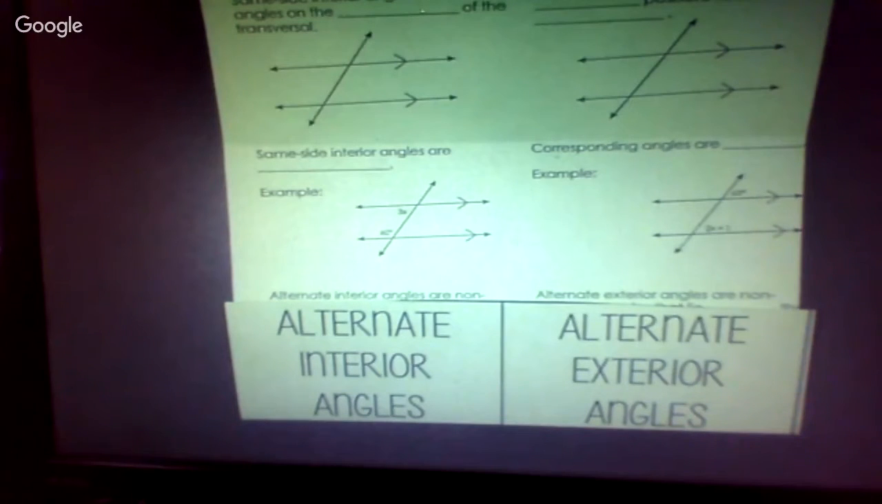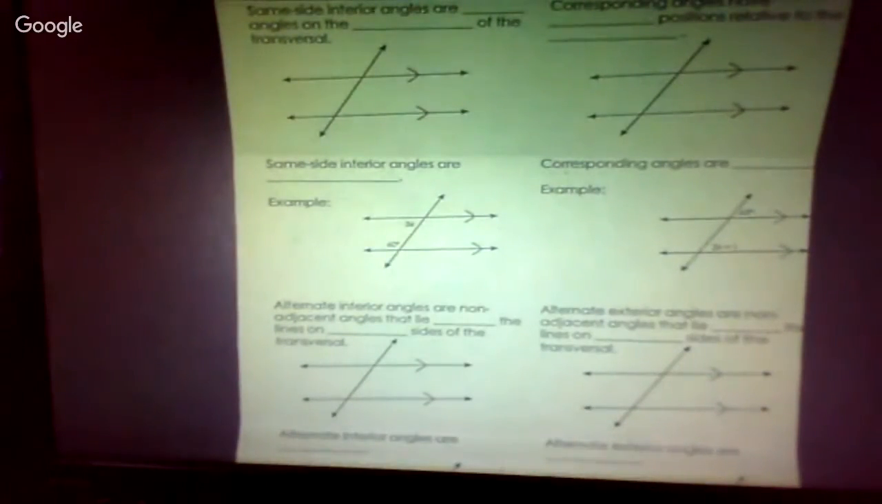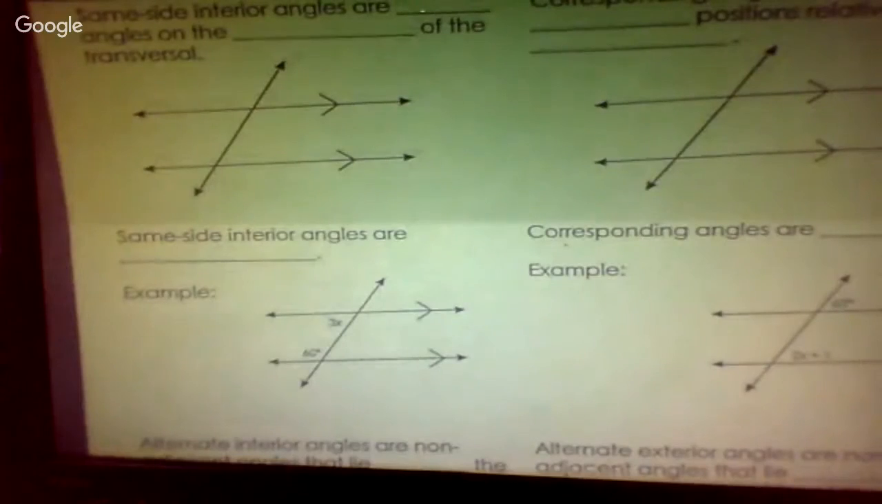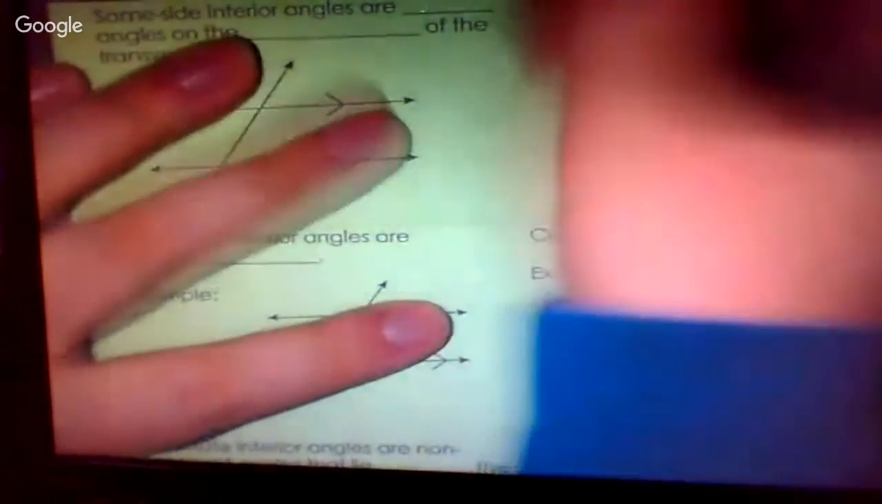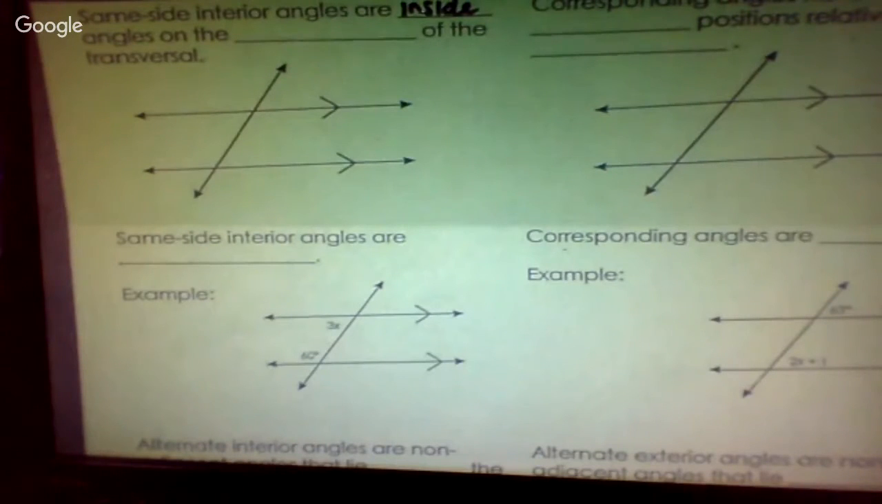Okay, let's take a look at these. Top left, same side interior angles. Okay, so same side interior angles are inside angles. You don't have to cut it. You can cut the flaps if you want, but most of you don't. It actually goes better in your notebook because the more flaps you have, the more chance of ripping. Okay, so they're inside angles on the same side of the transversal.